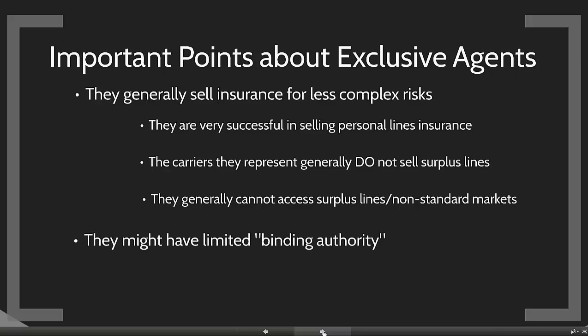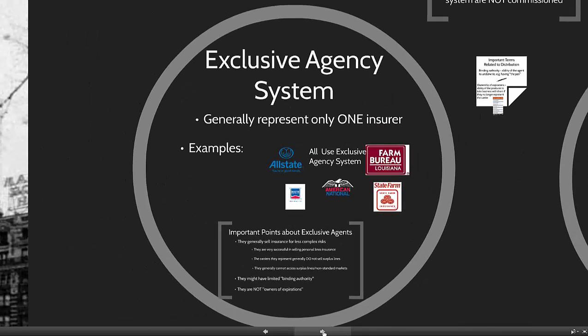And in some cases, they do have limited binding authority. That binding authority is limited based on limits that they can actually issue and on different characteristics of the risk. They are not, however, the owners of expirations, meaning that the company actually owns the contact list. And so if they terminate their relationship with that company, with Allstate or Farm Bureau or State Farm, that agent or producer has to develop their business from scratch.